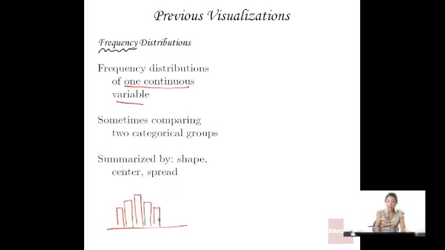Now these frequency distributions, we've drawn like histograms and different things. They often look like this, and they're summarized by shape, center, and spread. And usually by center, we mean something like mean, and by spread, we mean something like standard deviation. Now, that's going to be sort of the past. Now we're moving on to scatterplots.